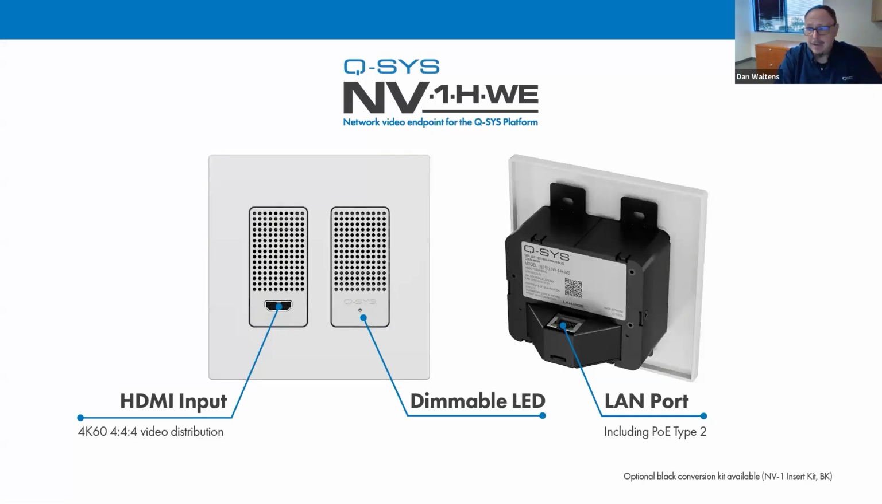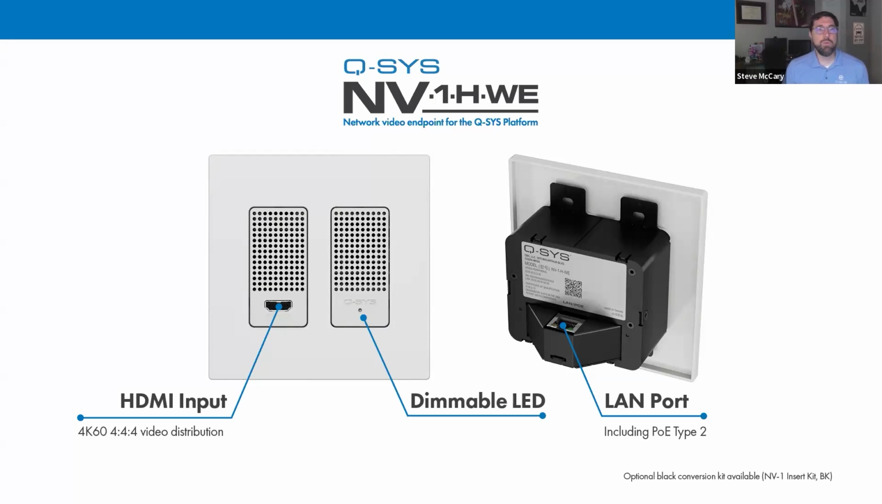All right, Steve, you want to tell us about the NV1? All right, so here is the NV1. We had these out on display and we're using them at ISE this year. So this is a single channel HDMI wall plate encoder. This is really for spaces where your traditional surface mount enclosure might not be ideal.